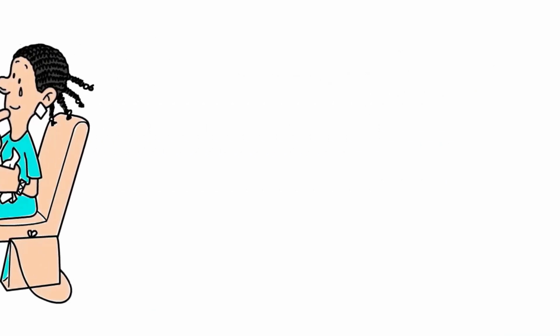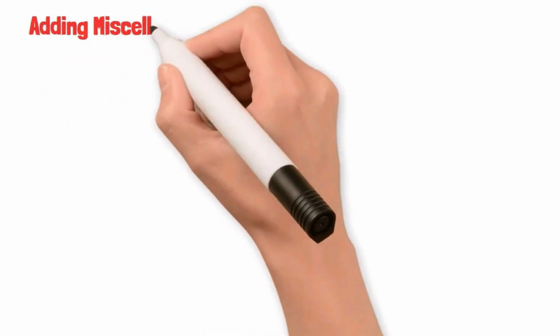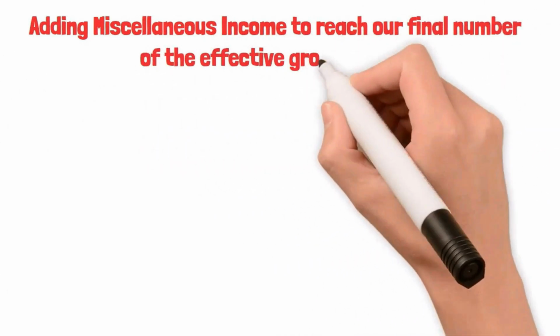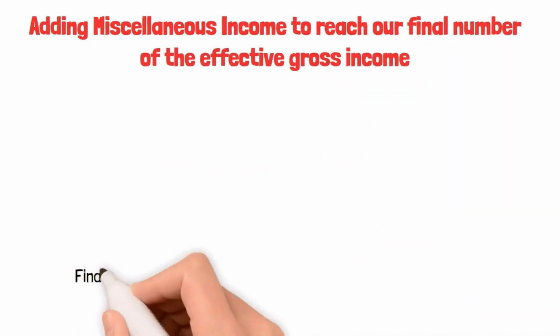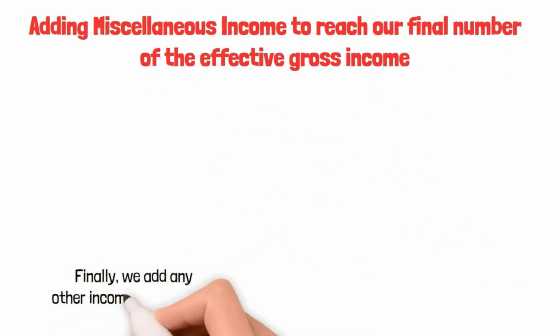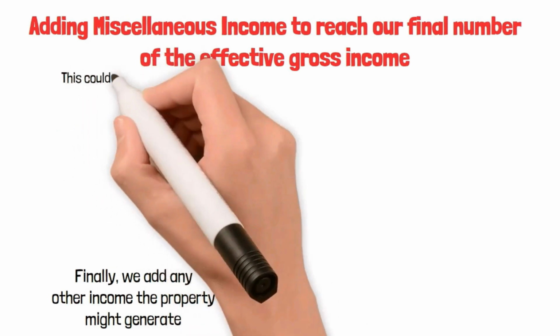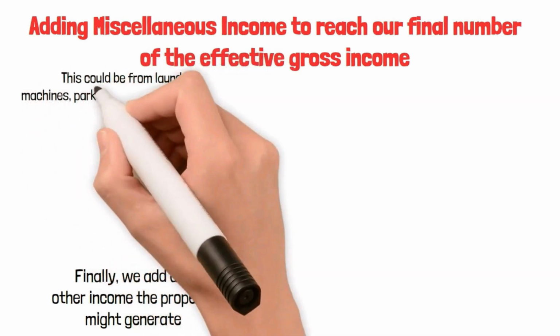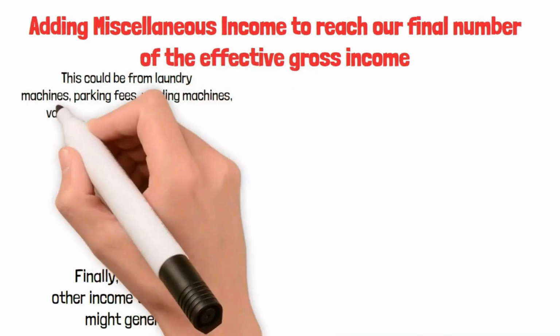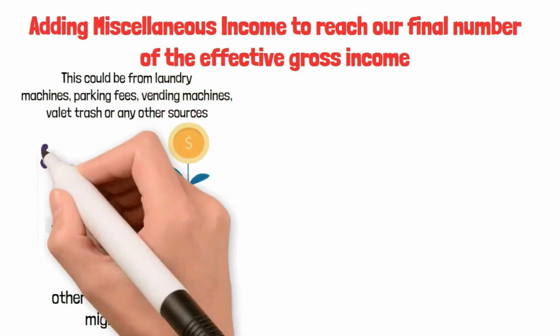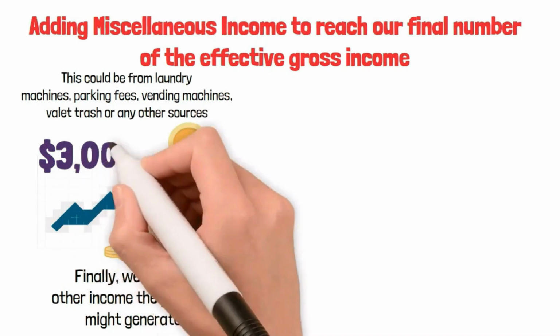The final step is adding miscellaneous income to reach our final number of the effective gross income. Finally, we add any other income the property might generate. This could be from laundry machines, parking fees, vending machines, valet trash, or any other sources. Let's say you make an additional $3,000 a year from these sources.